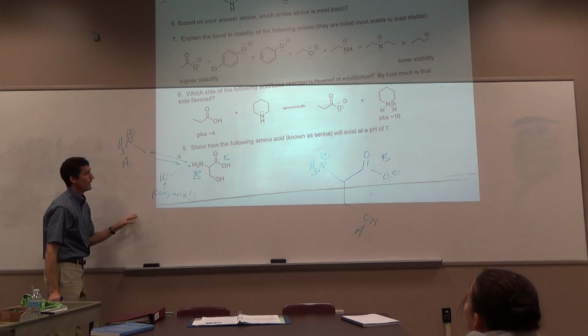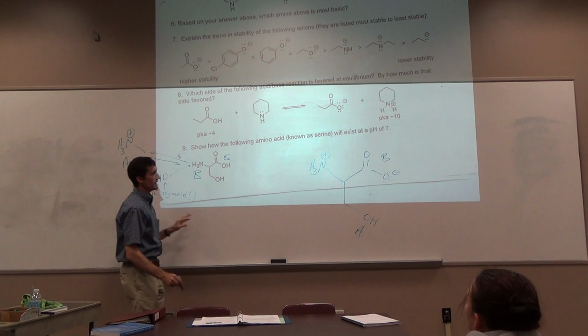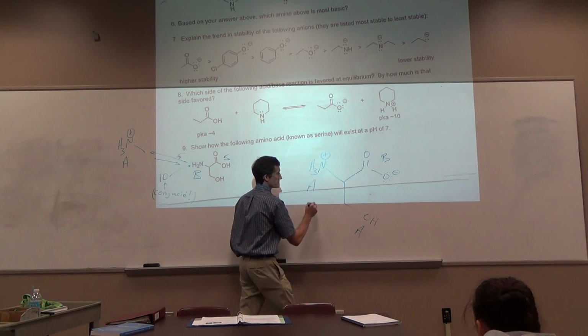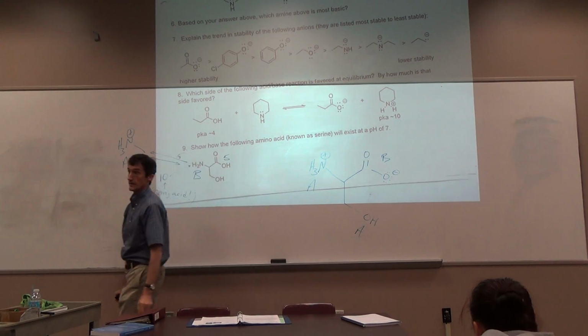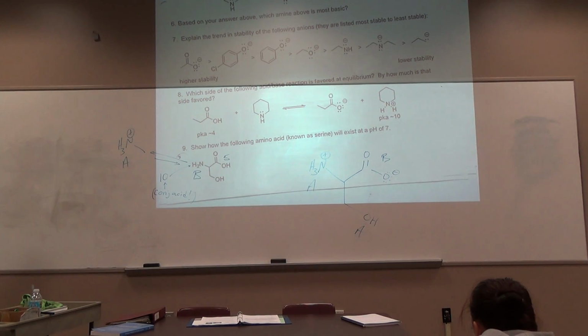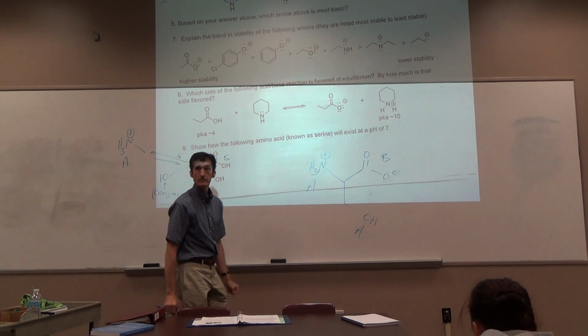That's the B form. We decided the A form predominates. That's why I drew the A form here, A form here. But for that guy, the B form predominates. That's using your Henderson-Hasselbalch. Question?